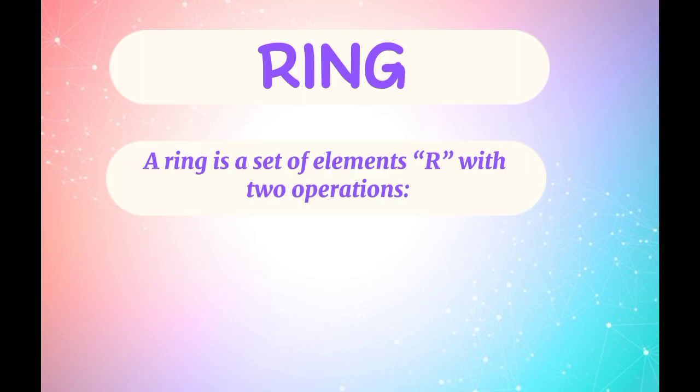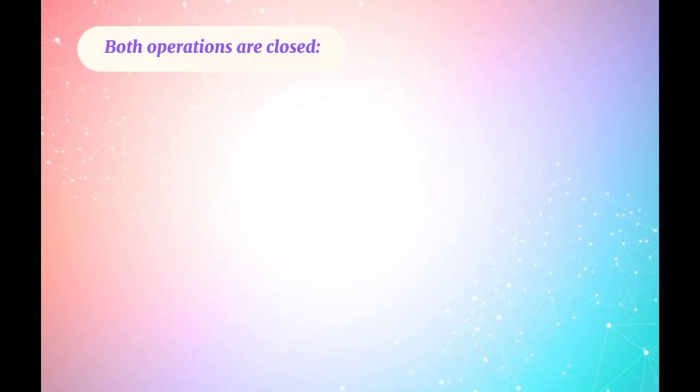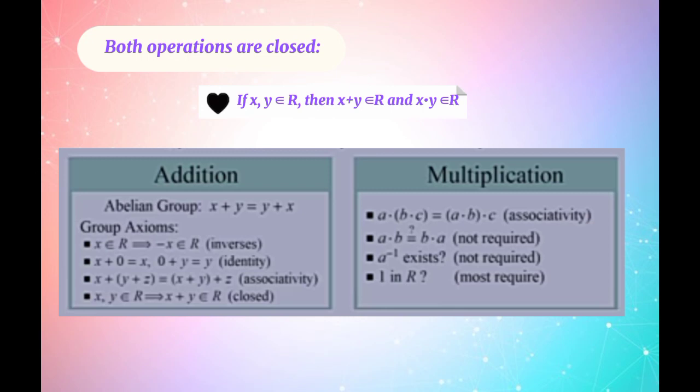We call this a ring. A ring is a set of elements R with two operations, addition and multiplication. For both operations, the set is closed. This means if you add any two elements in R, you get another element in R. Similarly, if we multiply any two elements in R, you get a third element in R. For addition, the elements form an abelian group.